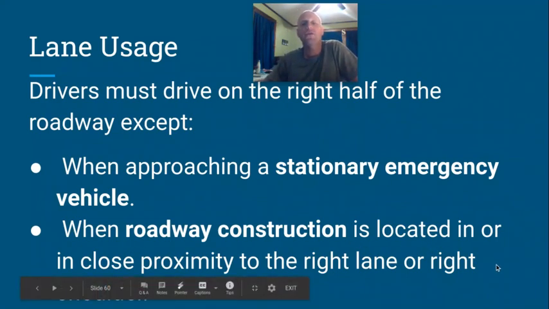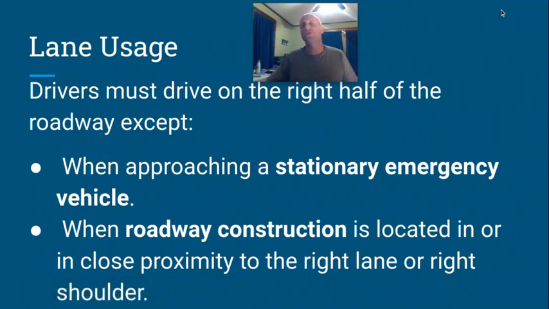When roadway construction is located in close proximity to the right lane or right shoulder. So again, if there's road construction, if there's a stationary police officer, any of those are reasons to scoot over into the other lane.